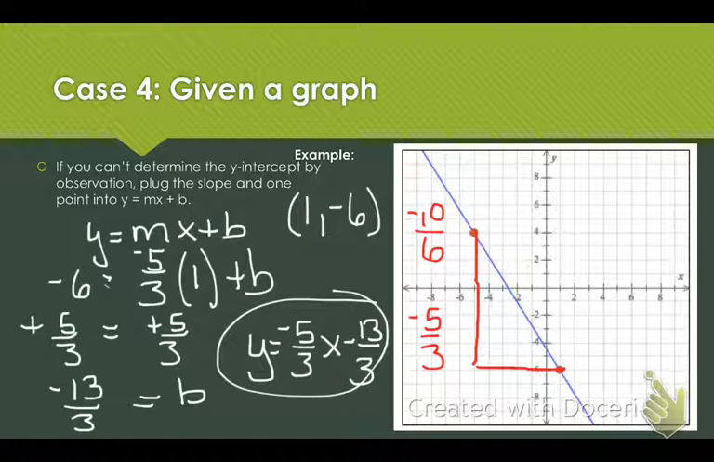Okay, so now you should be able to find the equation of a line in slope-intercept form and use your graphing calculator to make sure that you are doing it correctly.